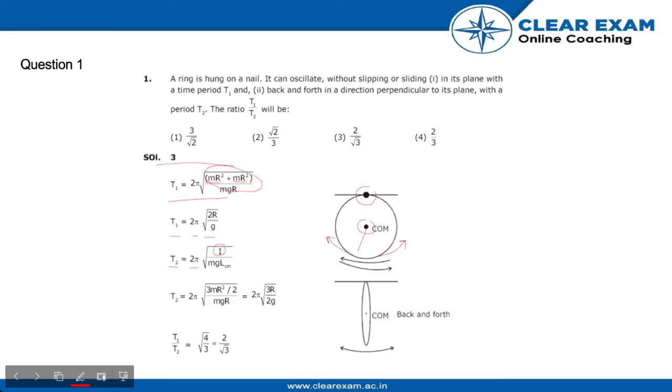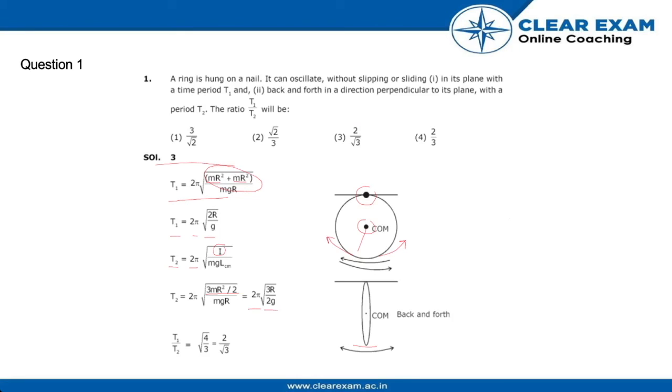Now, when the ring oscillates perpendicular to its plane, the moment of inertia is calculated along the tangent. So it is given as 3 mr square by 2. After plugging it into the formula for time period, we get 2 pi root of 3r by 2g.